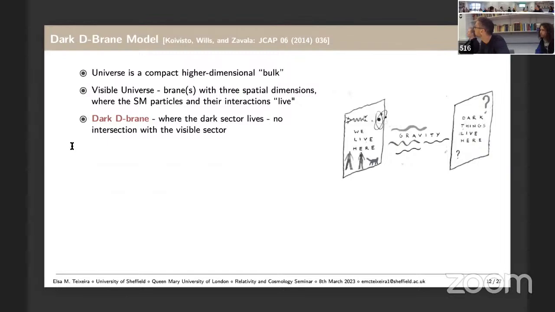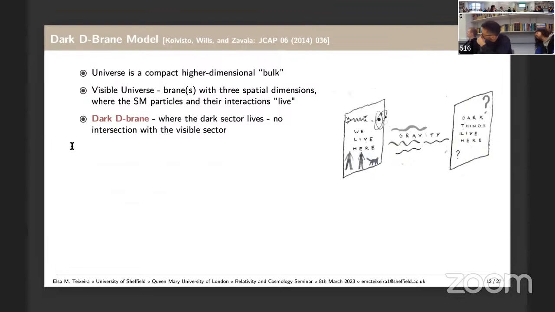And in this brane, we would have everything that we know and we measure, so the standard model particles and their interactions. And then we will have some other brane or set of branes called the dark D-brane, in which we say where the dark things live. So it's like the prism to where we send dark matter and dark energy.